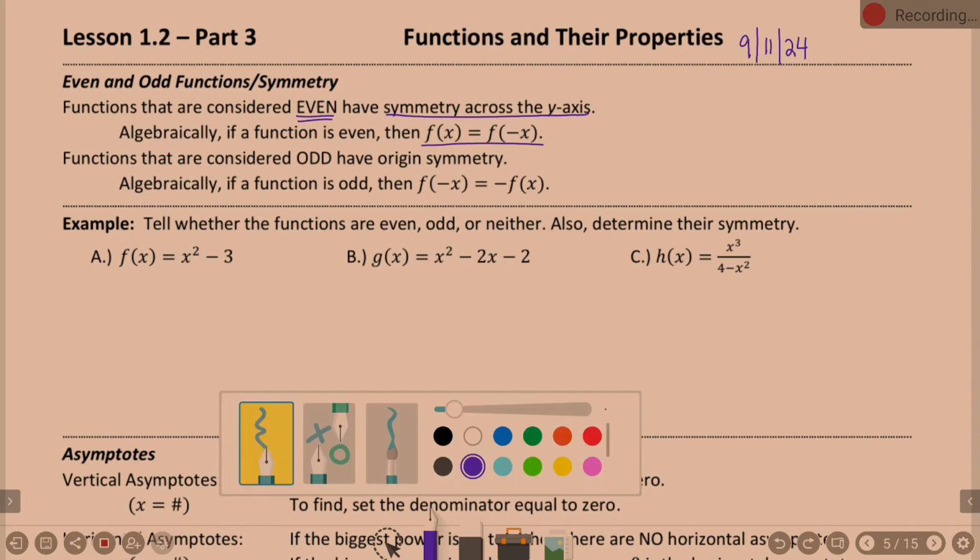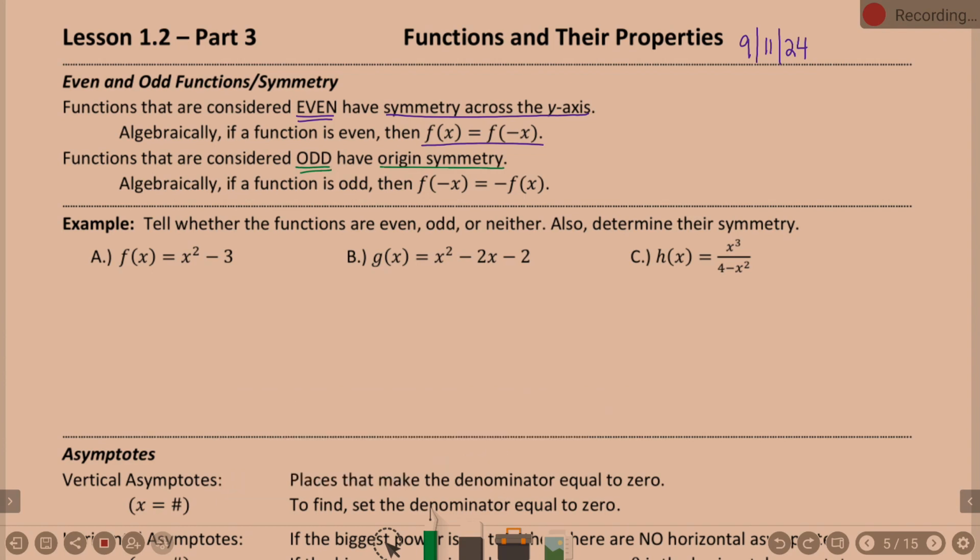The other piece of this: functions that are considered odd have origin symmetry. So they are symmetric about the origin, the point (0, 0). It's better to show you an example when we get there. It's kind of a diagonal symmetry in a way. Algebraically, if a function is odd, then f of negative x equals negative f of x. It's kind of a double reflection there.